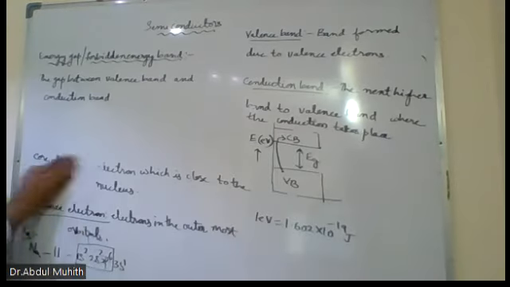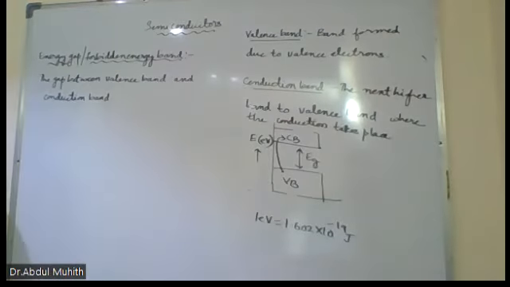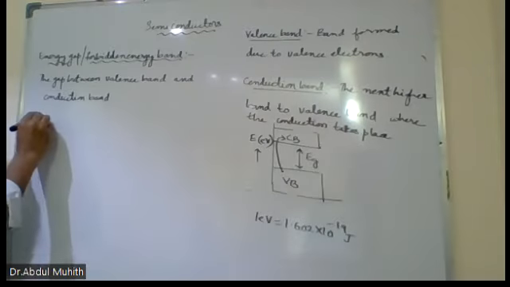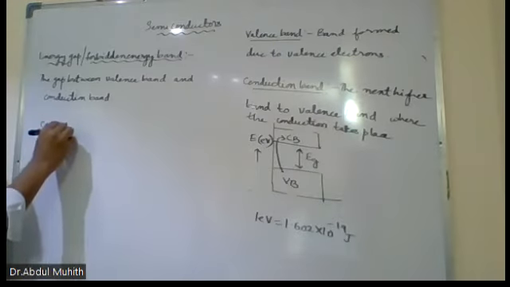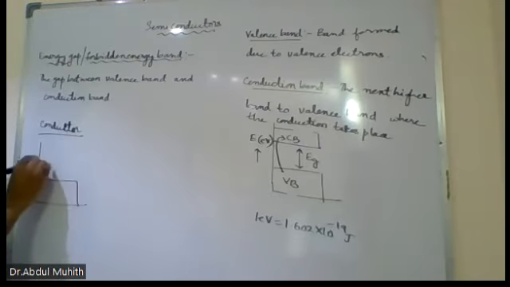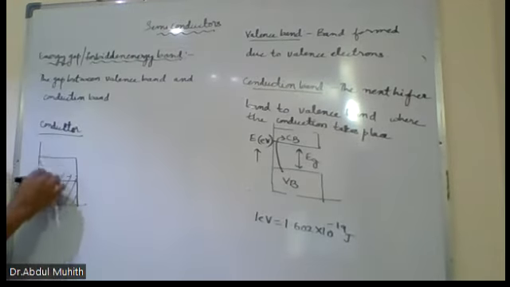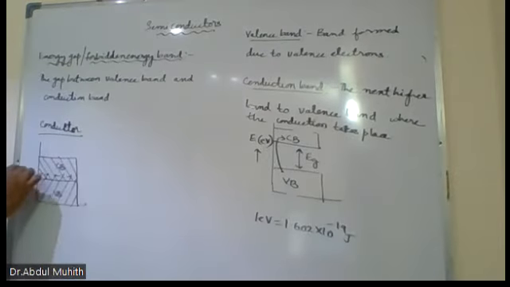Okay. Now we'll go to third group element, fourth and fifth group elements. And how are the bands? See, suppose if I speak about a conductor, the conduction band and the valence band, they both overlap. So this is said to be a conductor. Is that clear?